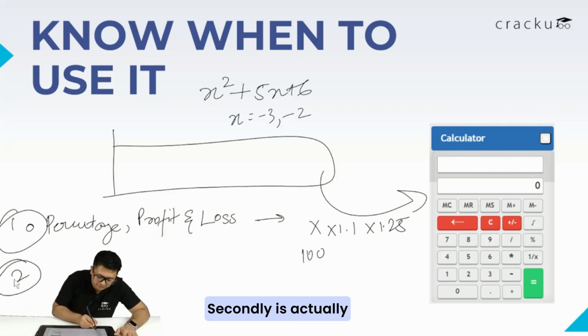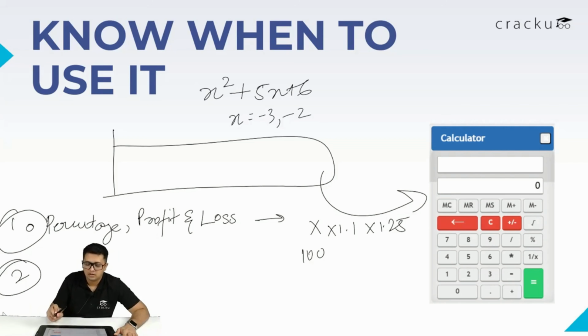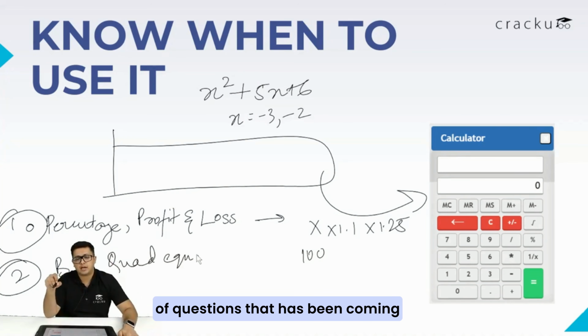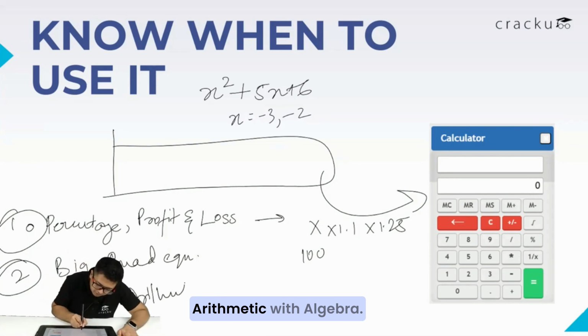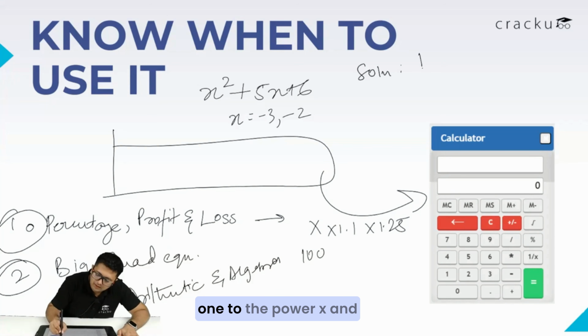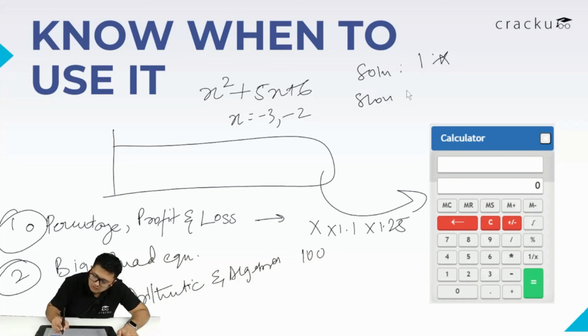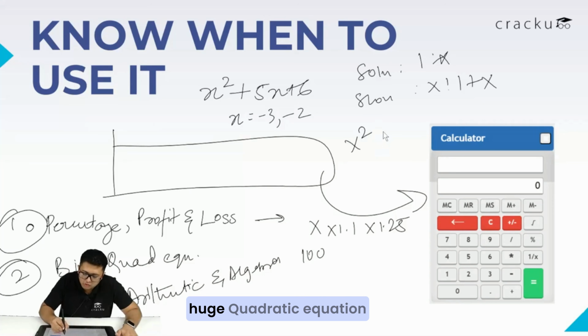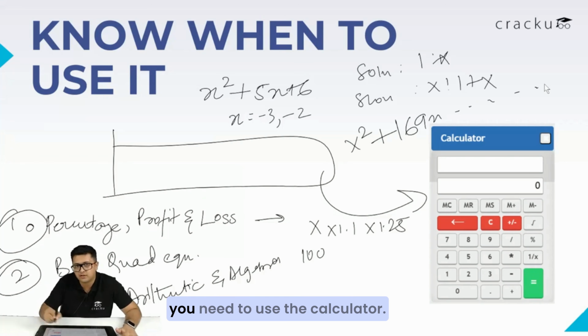Secondly is actually big quadratic equations, right? Big ones. So one of the favorite kinds of questions that has been coming in CAT recently is arithmetic with algebra, right? There are going to be these kinds of questions which say that solution 1 has 1 to the power x and solution 2 has x plus 1 plus x, right? Concentration, and then there's some arithmetic operation and you end up getting a huge quadratic equation like 169x something, right? That is the time to realize you need to use the calculator, right?